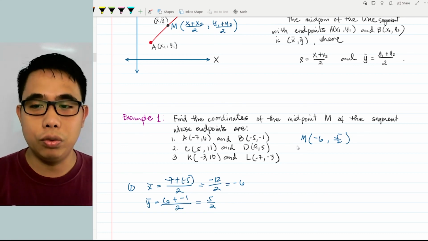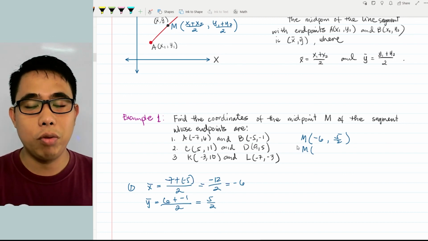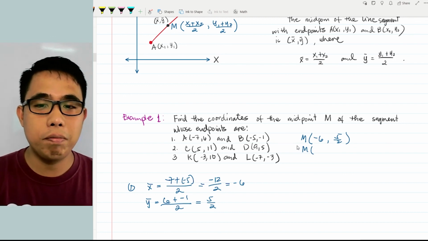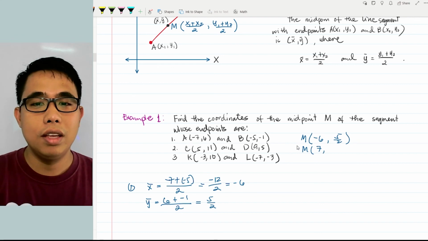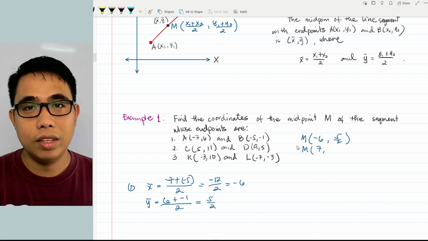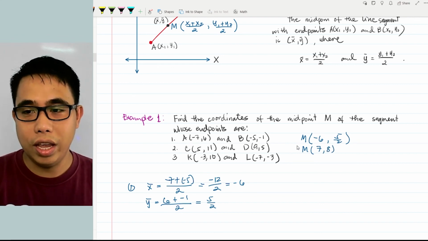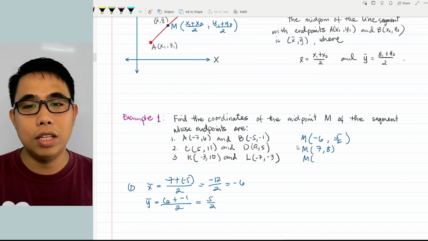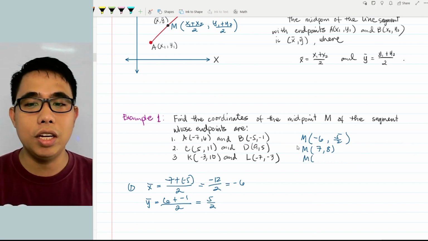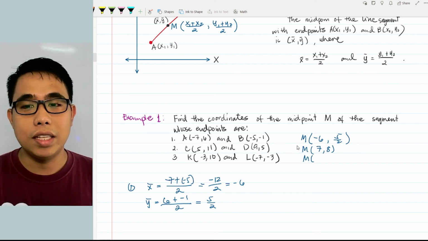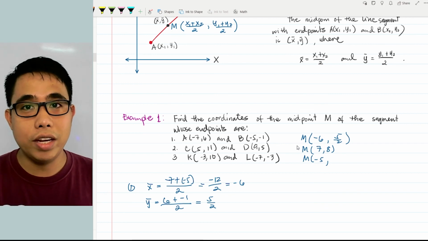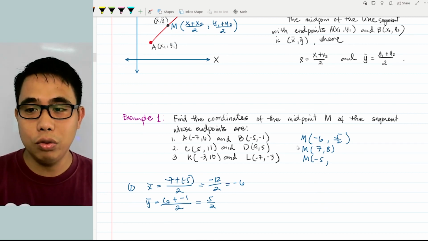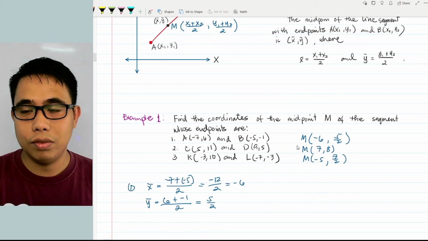How about number 2? What are the coordinates of the midpoint? Just add 5 plus 9, that is 14 divided by 2, which is 7. 11 plus 5, 16 divided by 2, 8. Very good. Now, how about number 3? Just add -3 plus -7, that is -10 divided by 2, -5. 10 plus -3, that is 7 divided by 2, 7 over 2. So we are done.